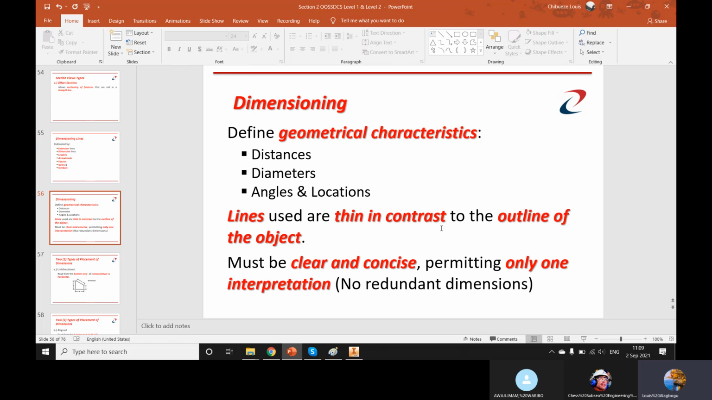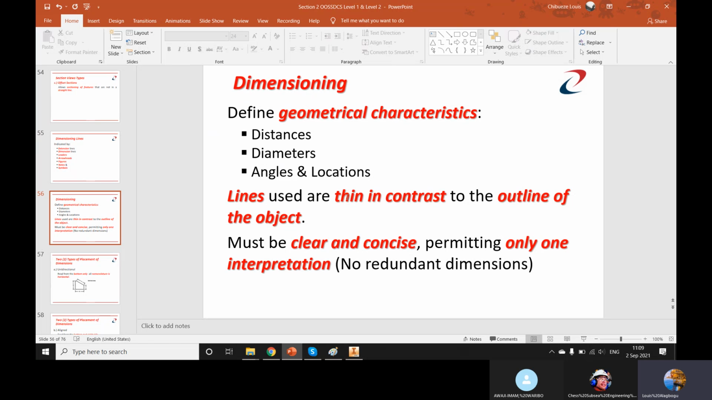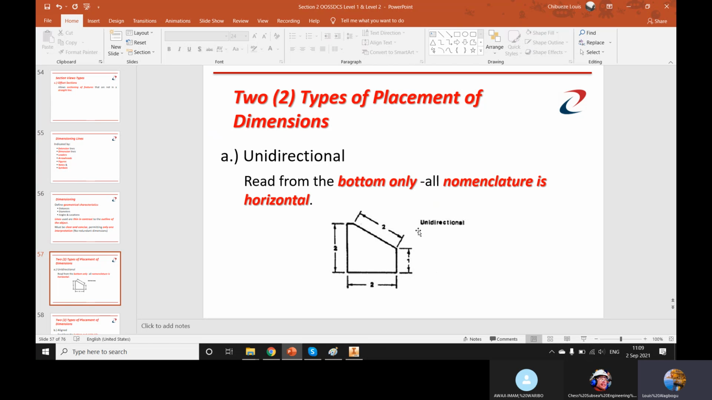So lines used are thin in contrast to the outline of the object. I'm talking about dimensioning now. The dimensioning lines are usually thin compared to the normal thick lines used to show the edges of the object. Dimensioning lines must be clear and concise, permitting only one interpretation. There should be no redundant dimension. It shows the distances, the diameters, and the angles and locations. That's what we use dimensioning lines for.